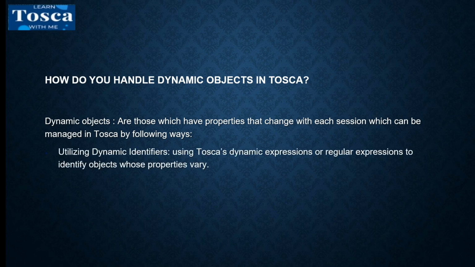The first way is utilizing a dynamic identifier. We can use either a regular expression or a dynamic expression. Suppose you have a module, and in that the property, suppose ID, is partly static and partly dynamic. At that time you can use a regular expression, and you can make that object unique during runtime.